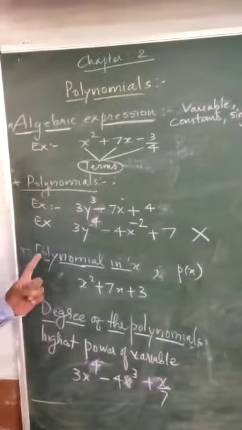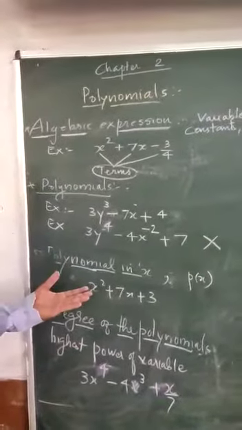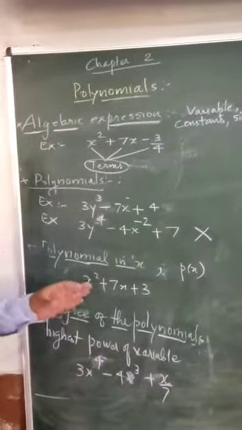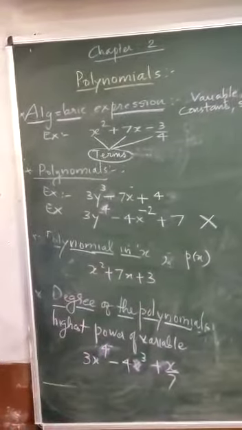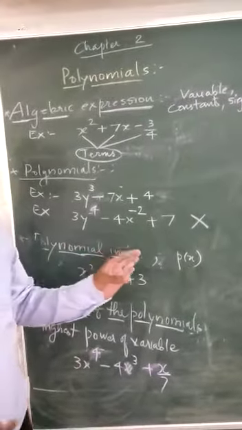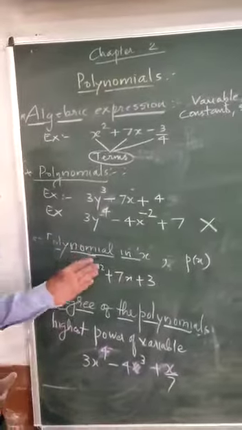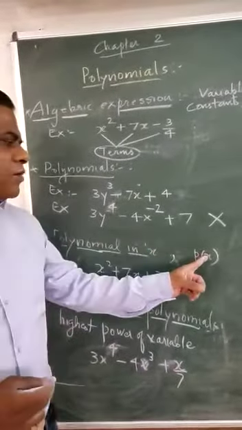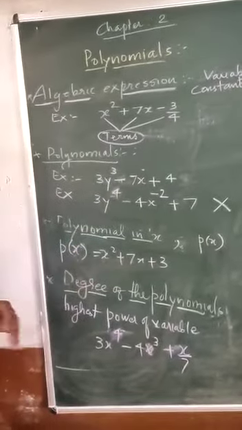Next point is polynomial in x. Suppose you have any algebraic expression, and in that algebraic expression you have only one variable. Such type of algebraic expressions are called polynomial in x, or polynomials which contain only one variable. Such type of polynomial is denoted by p of x, or it is also called polynomial in x.